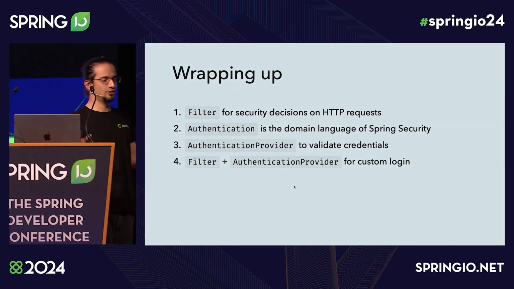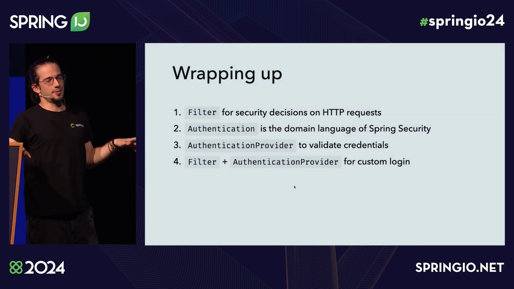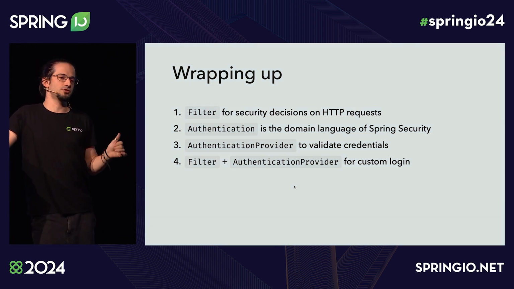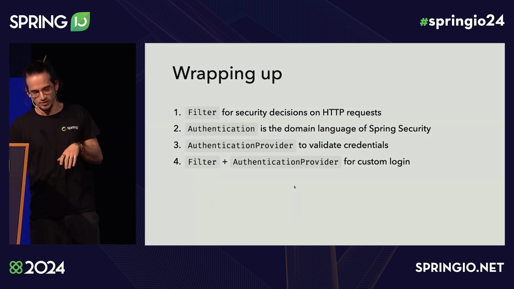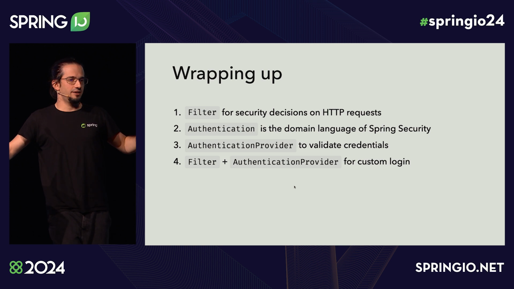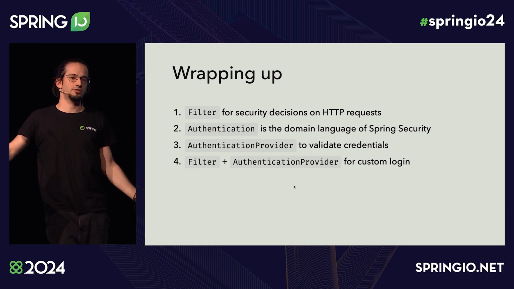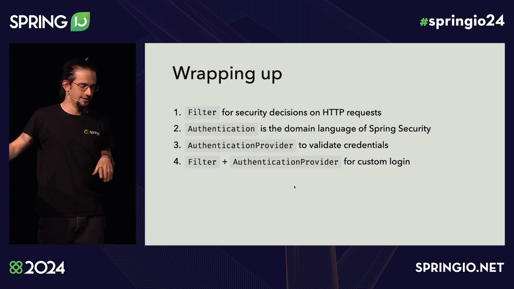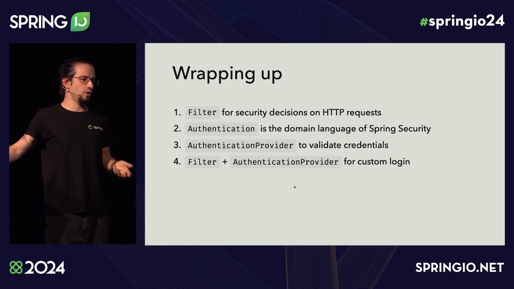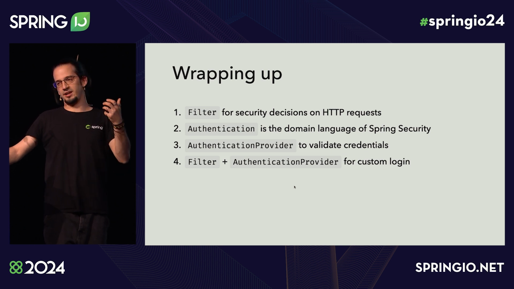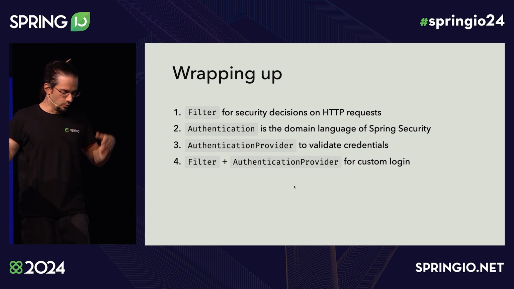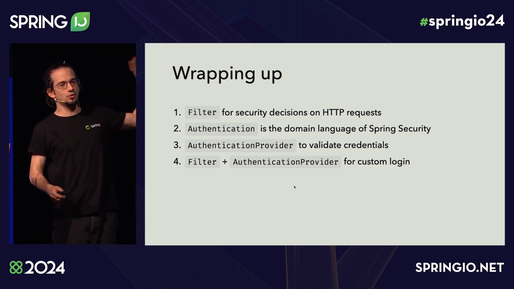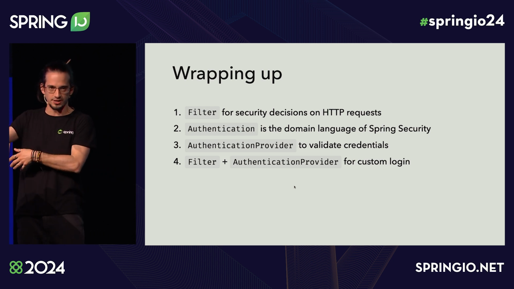All right, that was a lot of content in 45 minutes. So let's wrap up. We use filters to make security decisions on HTTP requests. Read the request, sometimes write to the response, sometimes not. Being logged in means providing an authentication object. That's the domain language of Spring Security, and it uses this authentication to do permissions. Producing these authentication objects is happening in authentication providers, which take the credentials, validate them, and produce a new authentication object. And when you want to implement cool custom login, you do a filter plus an authentication provider, which we don't have time to do here.